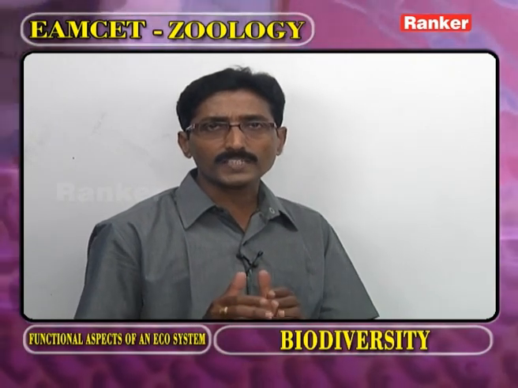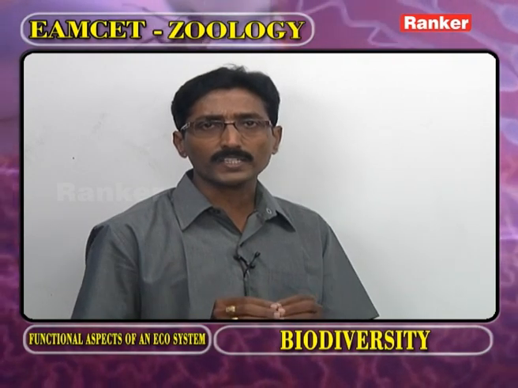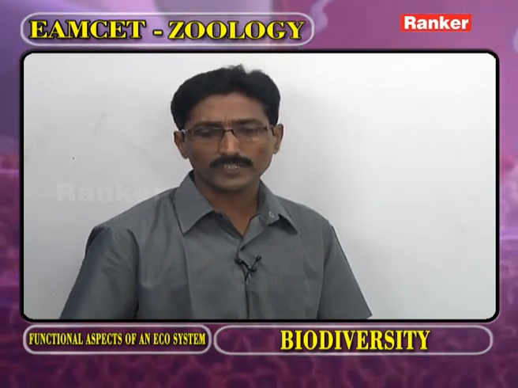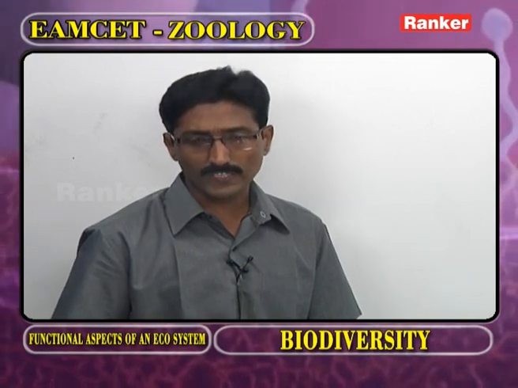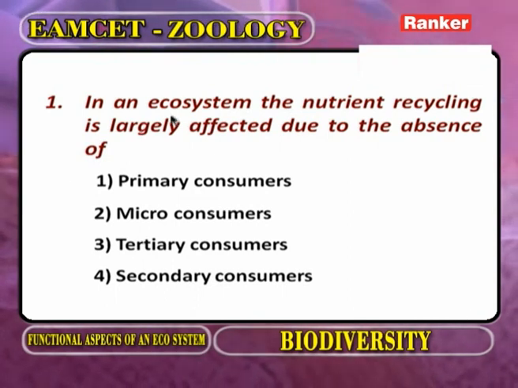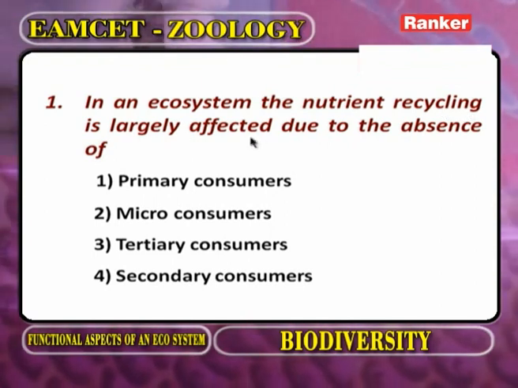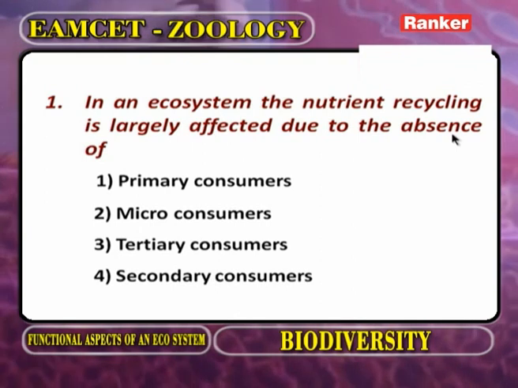Now, while we discuss the questions, regarding each and every question we have to discuss the surrounding important points. Now we go for the first question. What is the first question? In an ecosystem, the nutrient recycling is largely affected due to the absence of.